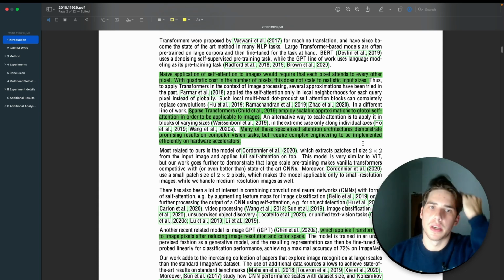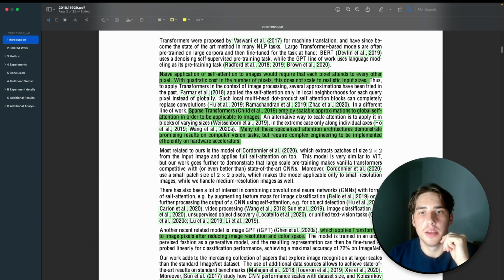They also tried sparse transformers, which employ scalable approximations to global self-attention in order to be applicable to images. Still, many of the specialized attention architectures demonstrate promising results on computer vision tasks, but require complex engineering to be implemented efficiently on hardware accelerators.